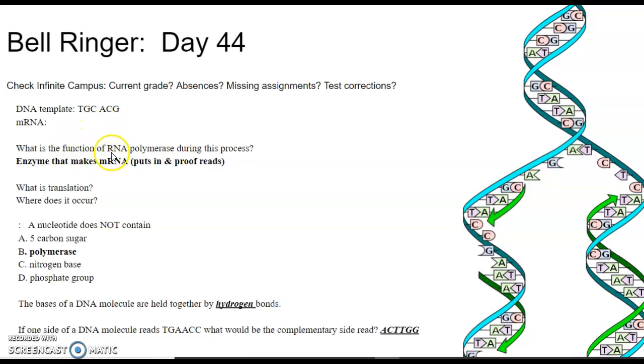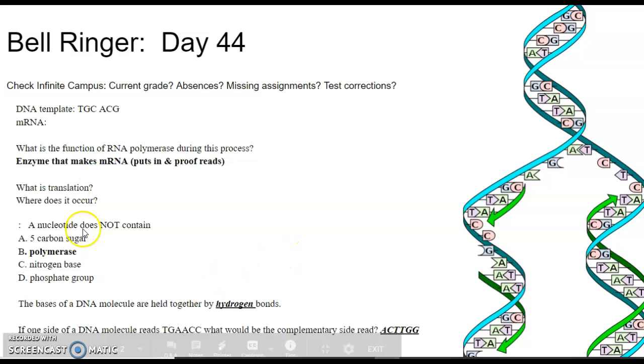Next one says, what is the function of RNA polymerase during this process? Well, it's much the same as it is in DNA replication. DNA polymerase is going to come in and put down those complementary bases and then proofread and make sure they're in there correctly. So RNA polymerase is going to do the same thing for RNA. So the enzyme that makes mRNA, it puts in and it proofreads. So it's going to put in those complementary bases. If there's a G, it'll put a C. If it's a T, it'll put an A, and so on if we're making RNA. And then it's going to proofread and make sure those are in correctly.